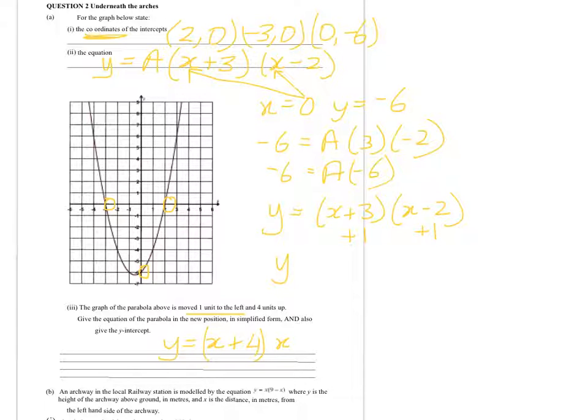And this bracket, x minus 2, becomes x minus 1. And then I go 4 units up, which will be a +4 on the end. And the y-intercept is moving 1 left and up 4. So we can just follow that on.